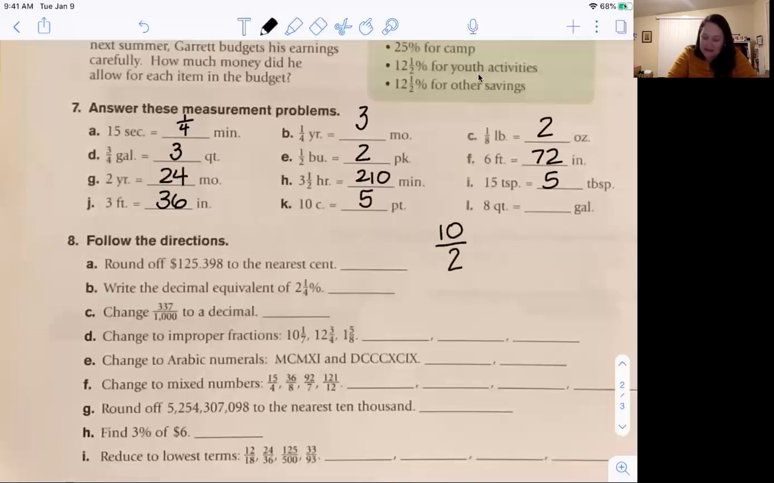Awesome. And the last one, 8 quarts is how many gallons? Oh, we already talked about how many quarts are in a gallon. 4 quarts in a gallon. And if I have 8 quarts, how many groups of 4 do I have? 2. Excellent. Awesome, awesome, awesome.